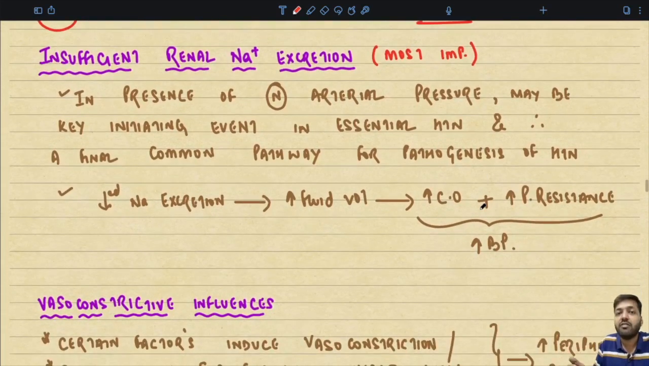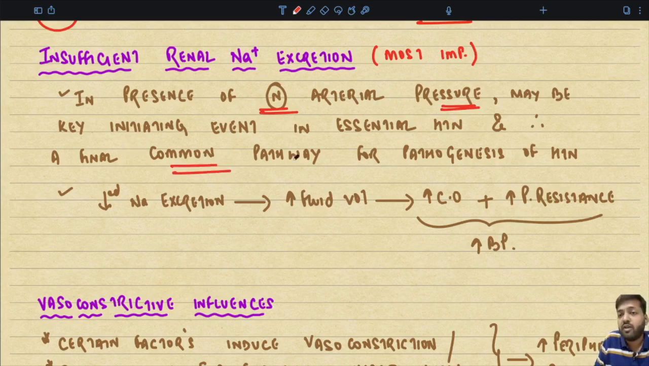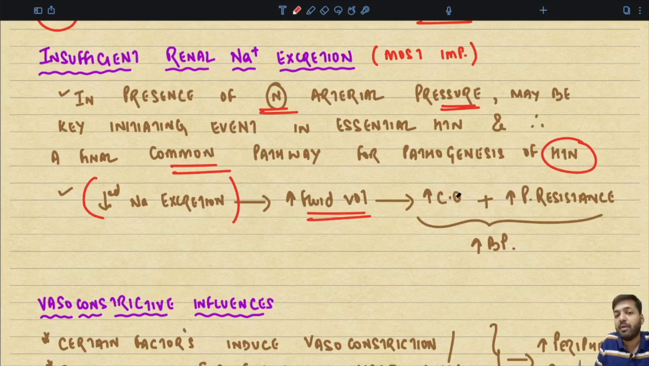Then insufficient renal sodium excretion. This is the most important hypothesized cause of essential hypertension. Insufficient renal sodium excretion in the presence of a normal arterial pressure may be the key initiating event in essential hypertension, and therefore a final common pathway for the pathogenesis of hypertension. So, very important, decreased renal excretion will cause increased fluid volume, because once the sodium is retained in the body, water is also retained.